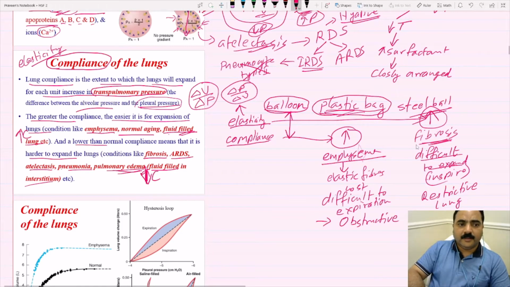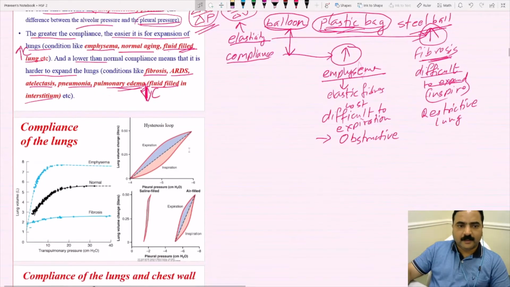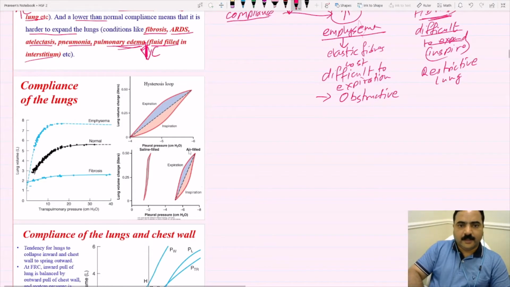Now let us see how this compliance is represented in a graphical manner. Delta V by delta P, how do we represent that in the graph? Here you have the volume and the pressure, the change in volume over the change in pressure. As the change in pressure increases, there will be an increase in the volume of the lung. So this is the normal compliance.